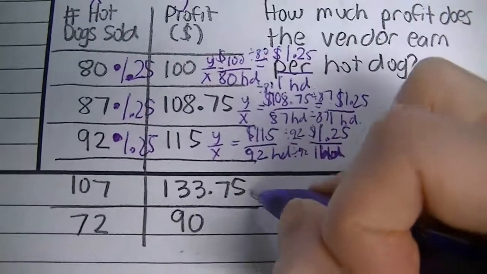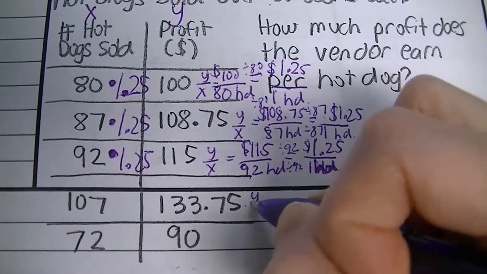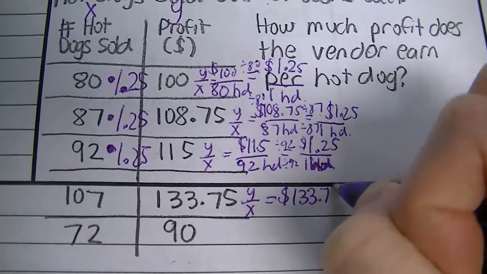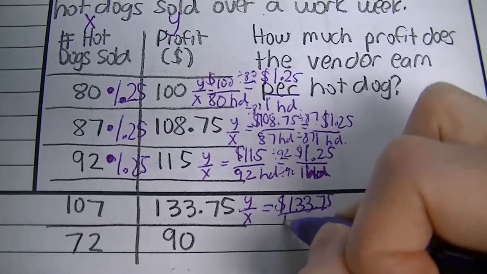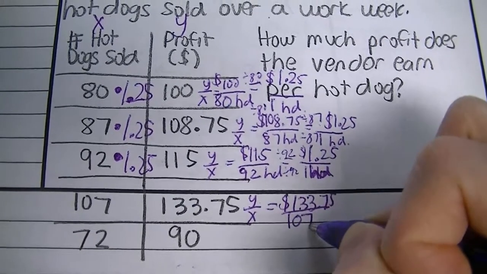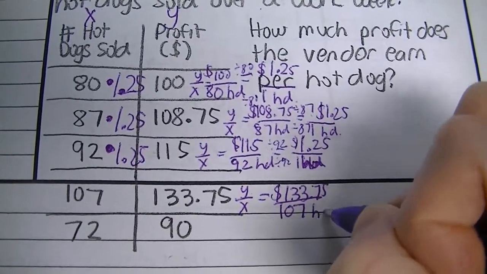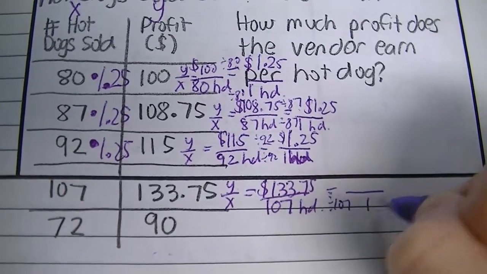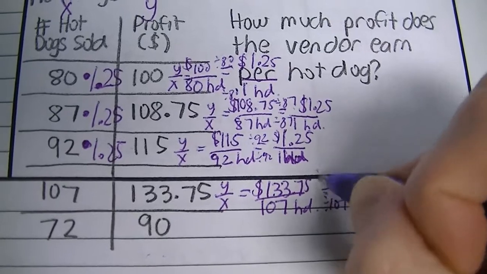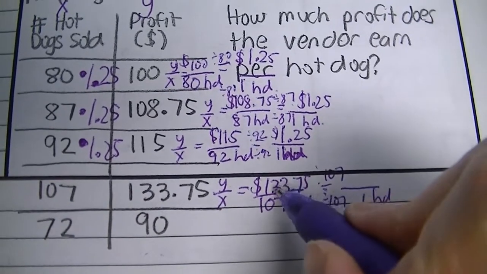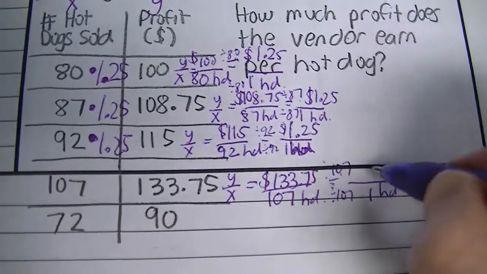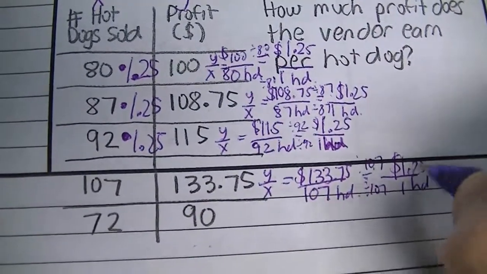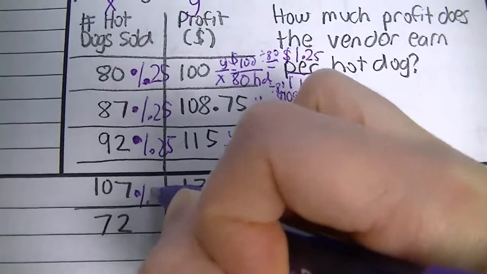Okay, this one, we're going to have to do y divided by x. So $133.75, and they get that much profit for selling 107 hot dogs. So find the unit rate, divide by 107 to get 1 in the denominator. So divide the numerator by that, and you get $1.25. So that's the unit rate. So we multiplied the x value by $1.25.